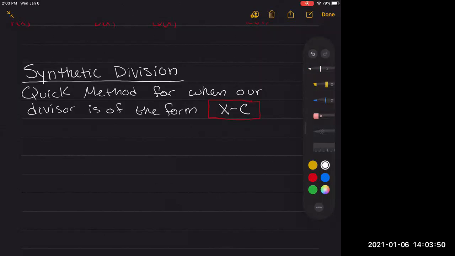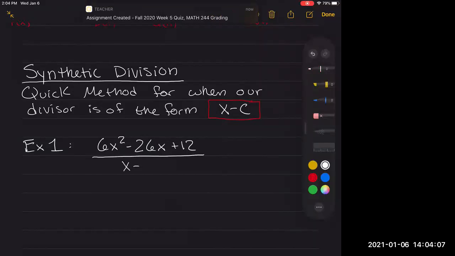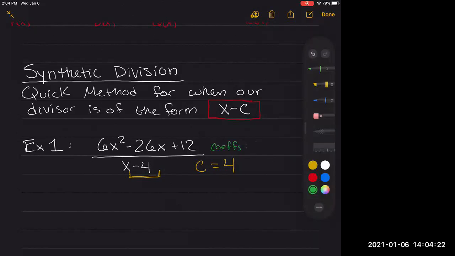Which will make sense once we start our first example. So if we look back at our example 1 that we did earlier, I'm going to rewrite it for you, so don't worry. So we have 6x squared minus 26x plus 12 all over x minus 4. All right, so here we have our minus 4, which means that our c equals 4. And then our coefficients over here, they are 6, minus 26 and 12.